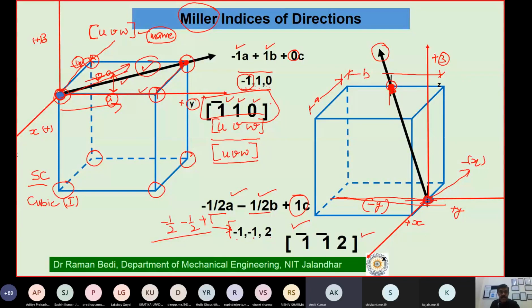ये clear है? Yes sir. Right hand thumb rule क्या कहता है? बड़ा clear simple rule है कि if your thumb is pointing towards the z positive and the fingers are curling towards the y positive, then the fingers were actually curling away from x positive. So that is how we are using it as plus x, plus y and plus z, and then you'll have negative, negative and negative also.